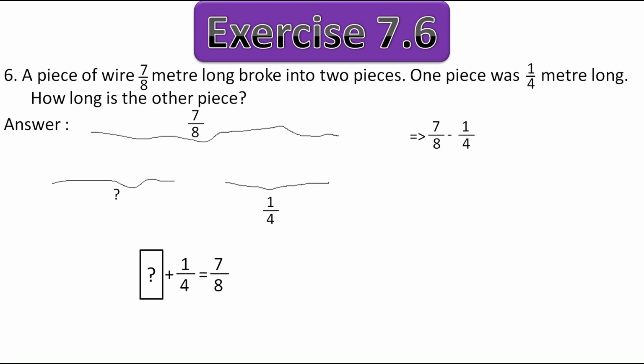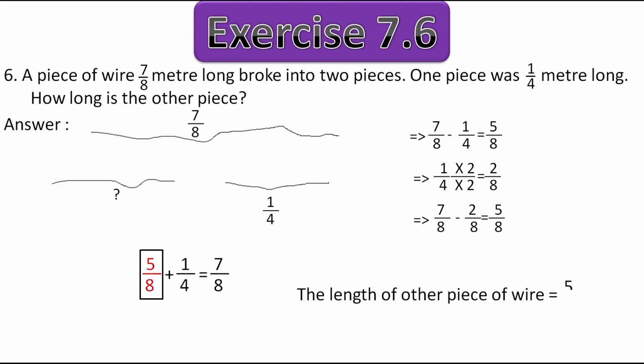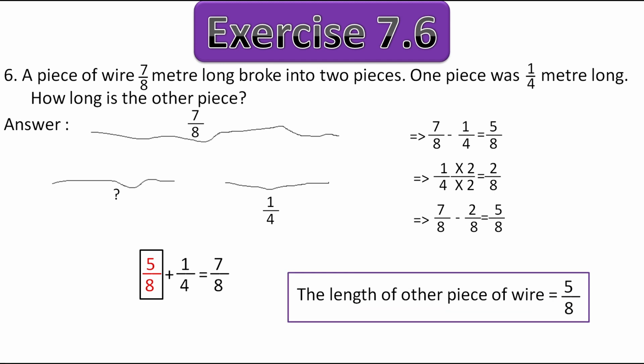Now here 8 is a multiple of 4 and 8 is the bigger number, so the LCM is 8. So let's take the 1 upon 4 and convert it to denominator 8. So we have to multiply it with 2. I got the answer as 2 upon 8. Now 7 upon 8 minus 2 upon 8 will give you the answer as 5 upon 8, which is the answer of this wire, the length of this wire. So the length of the other piece of wire is 5 upon 8.